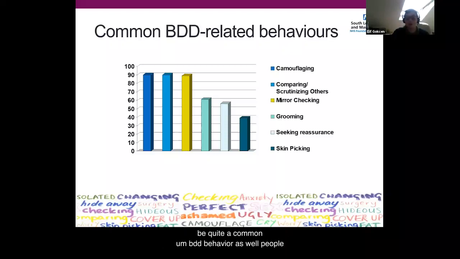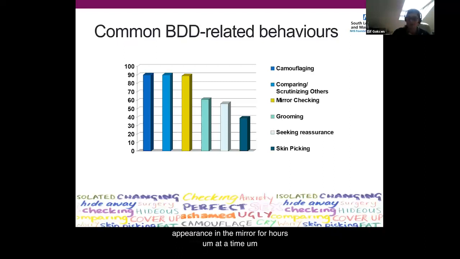And we know that mirror checking can be quite a common BDD behavior as well, people describing that they can really feel they're inspecting their appearance in the mirror for hours at a time. We know that excessive grooming is quite a common BDD related behavior. So we can hear lots about young people saying that they might be using multiple products that do the same thing. So someone might be using 3 to 4 different types of moisturizers, or multiple different types of shampoos that essentially have the same effect.